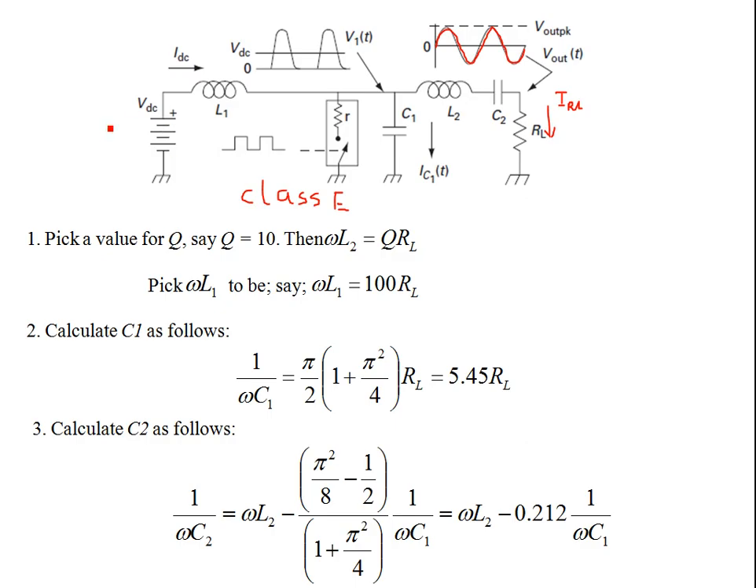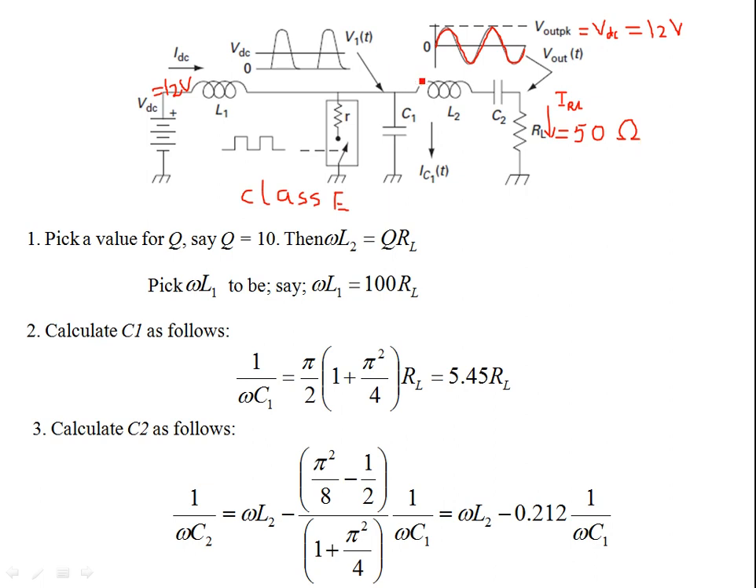So what the question says is that we have a VDC of 12 volts, and what is desired is an output that is again about 12 volts. That is expected because of a high Q LC circuit. So that is desired, and the load resistance RL is 50 ohms.